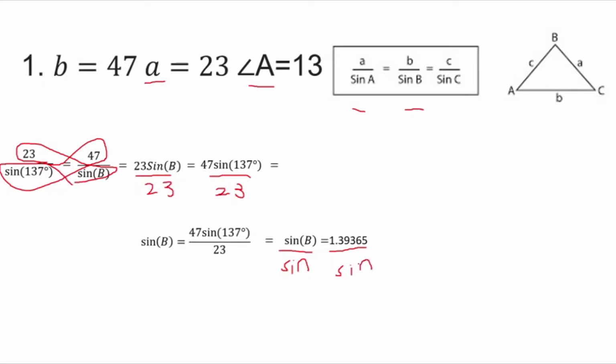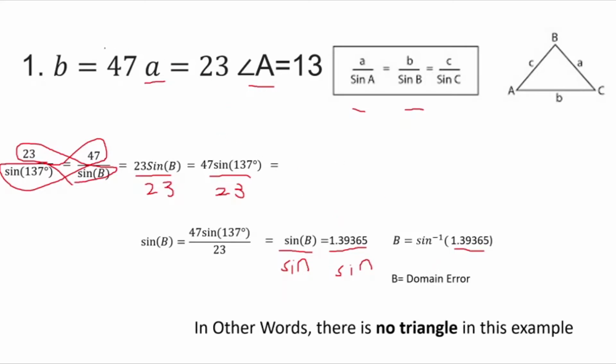This is the same thing as sine to the power of negative 1. From here, you can already tell you're going to have a domain error, because the domain of sine is from negative 1 to 1, and this is over by 1. So we're not going to have any triangle due to the measurements given. There's no way we can have a triangle with those measurements.